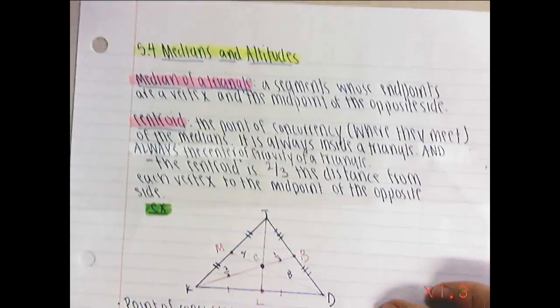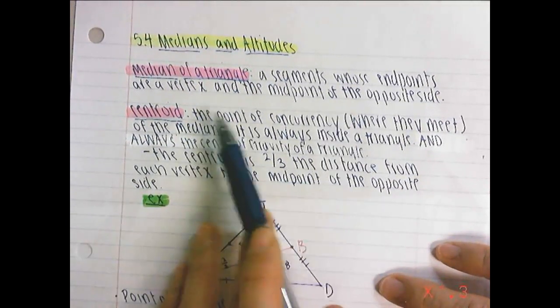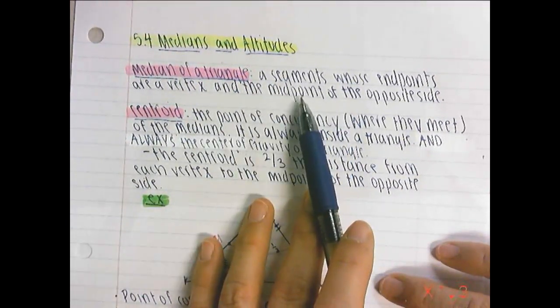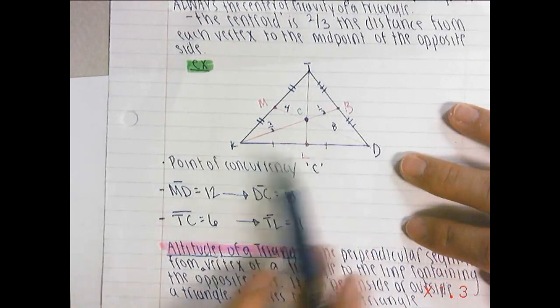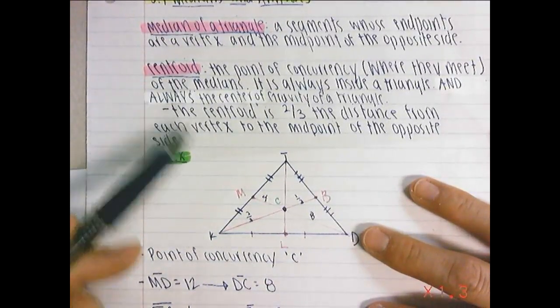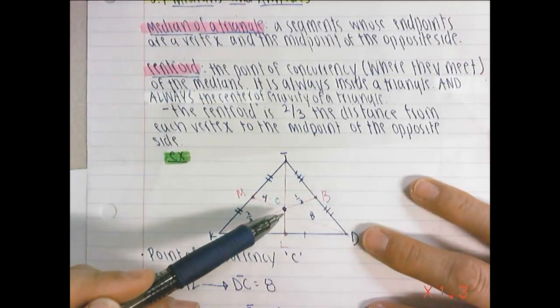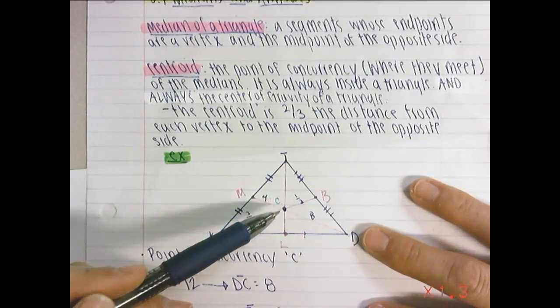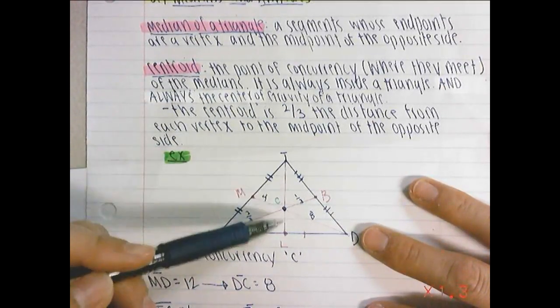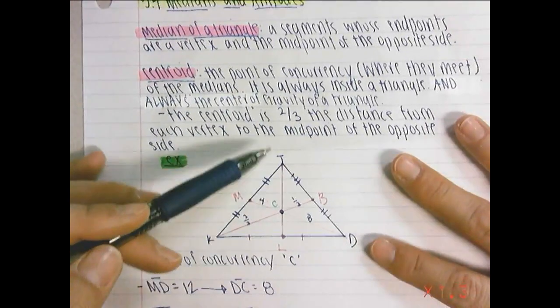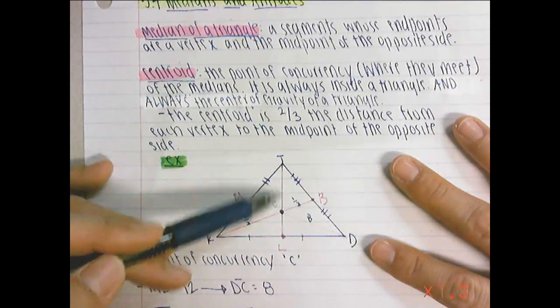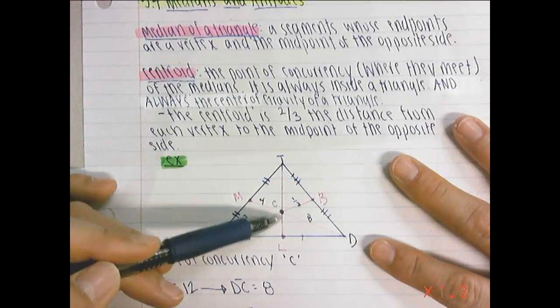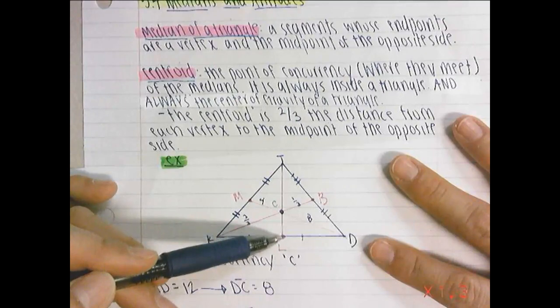So when we look back at a median, it's a segment whose endpoints are a vertex and a midpoint of the opposite side. And the centroid is where the medians meet. And don't forget, that's the center of gravity of a triangle, where you could balance something in a triangle. And the centroid has some special properties in relation to the median. It's 2/3 from the vertex to the centroid, and then 1/3 from the centroid to the other side.